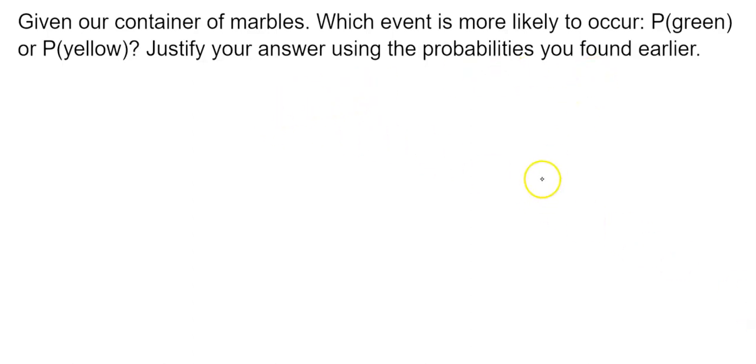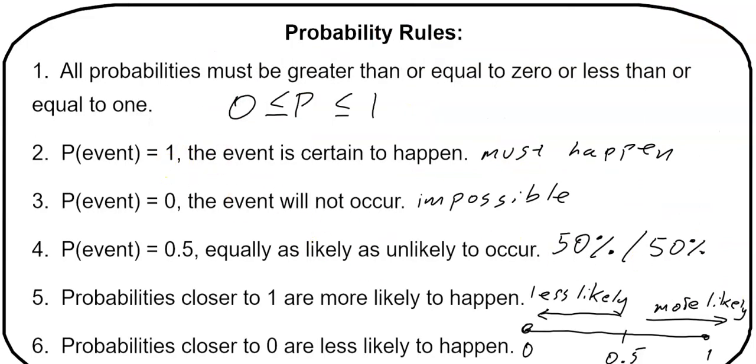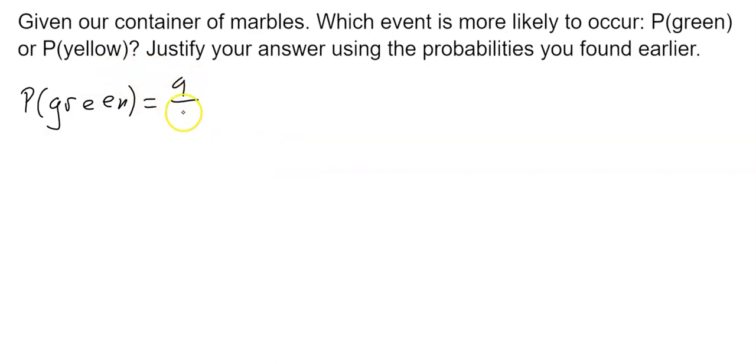So which event is more likely to occur? If we look back, the probability of green or the probability of yellow? We said the probability of green was 9 out of 40, which is 0.225. And it's that number because there are 9 green marbles. There are 40 marbles in total.